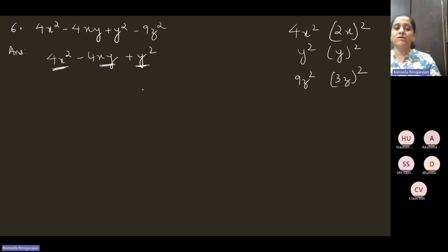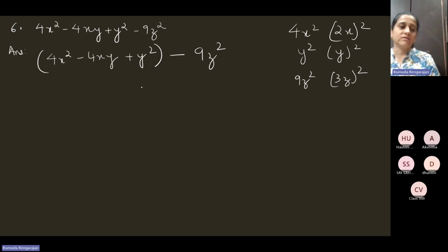x squared on one side and y squared on the other side. It's already in that order. That 4xy term has x squared to its left side and y squared to its right side. It's already in that order, so you don't have to change it. It's already in the correct order. Now what you have to do is group these 3 terms and work this. Take this one separately.